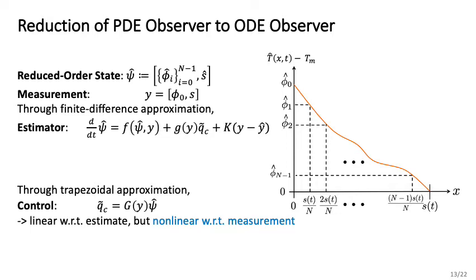And then, using this estimated variable and applying the trapezoidal approximation in the spatial integration of the control input, we can derive the control design for a reduced order temperature state. Then we can see that the designed control input is a nonlinear function with respect to the measured value, which is an advanced property of the design procedure.